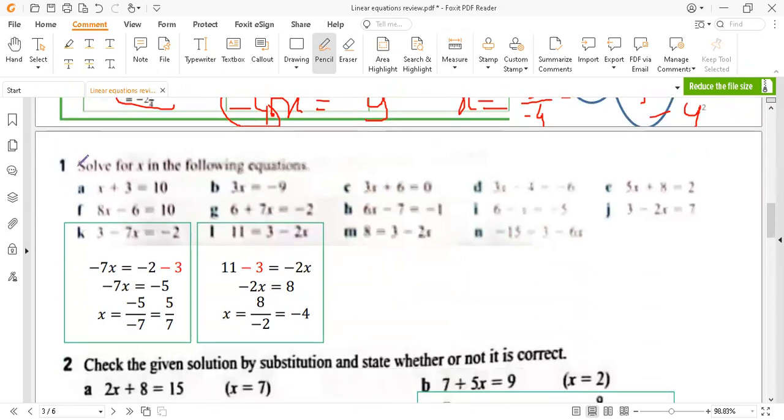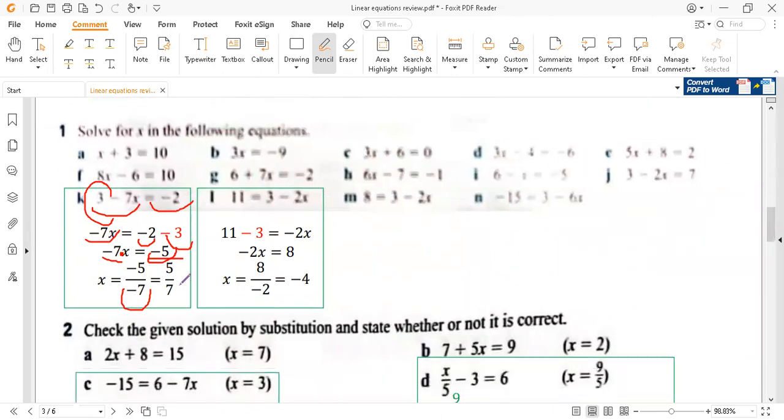Next, solve for x in the following equations. We have 3 minus 7x equal to minus 2. So minus 7x equals minus 2, and the 3 becomes minus 3. So on the right-hand side we have minus 5, and x is multiplied by minus 7. To get rid of it, we divide all the terms of this equation by minus 7 to obtain finally 5/7.